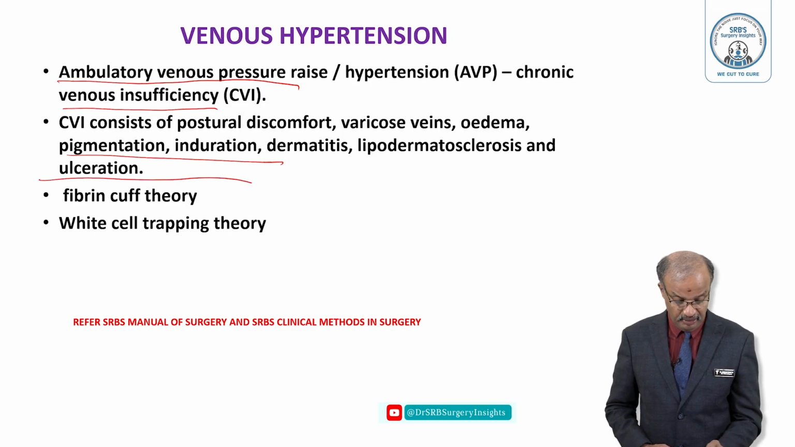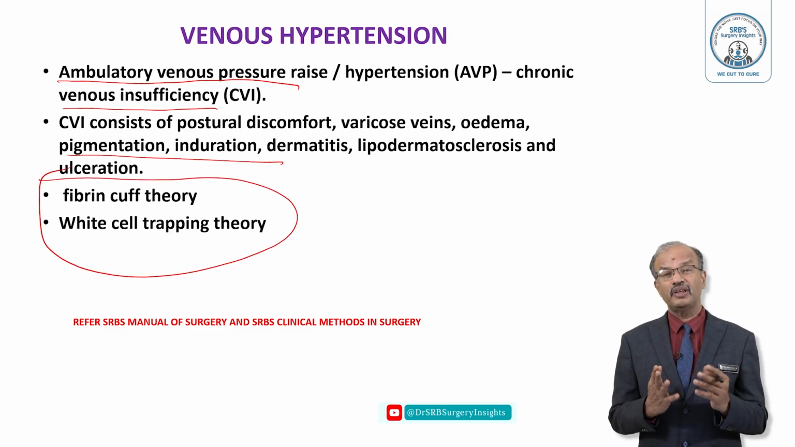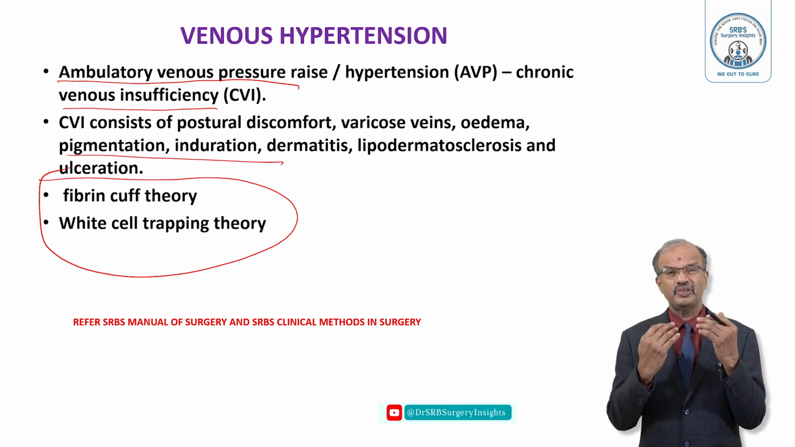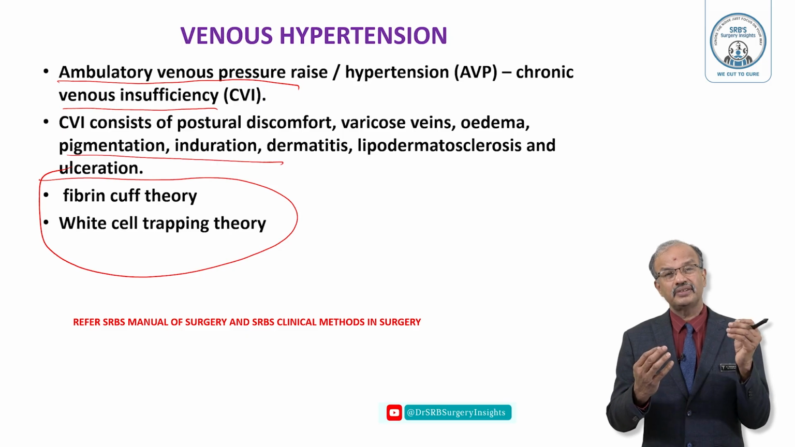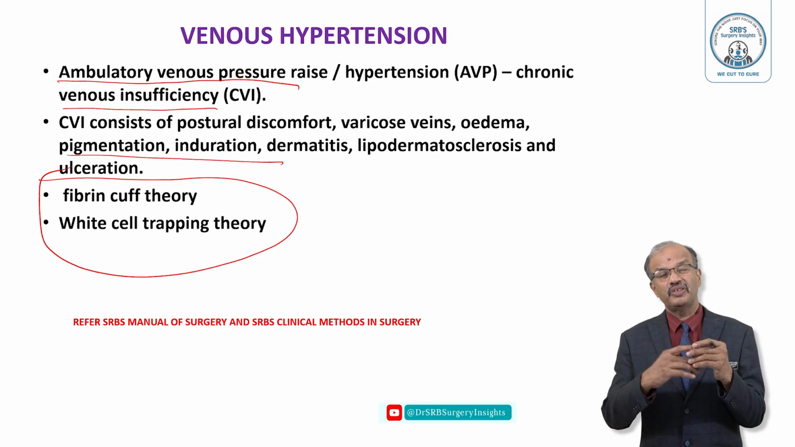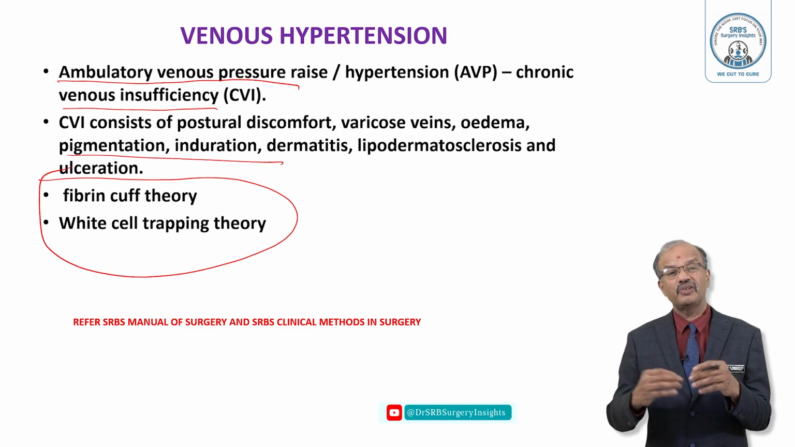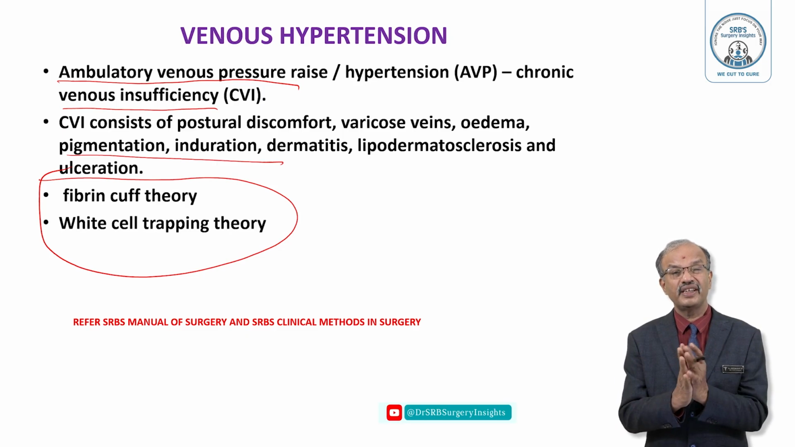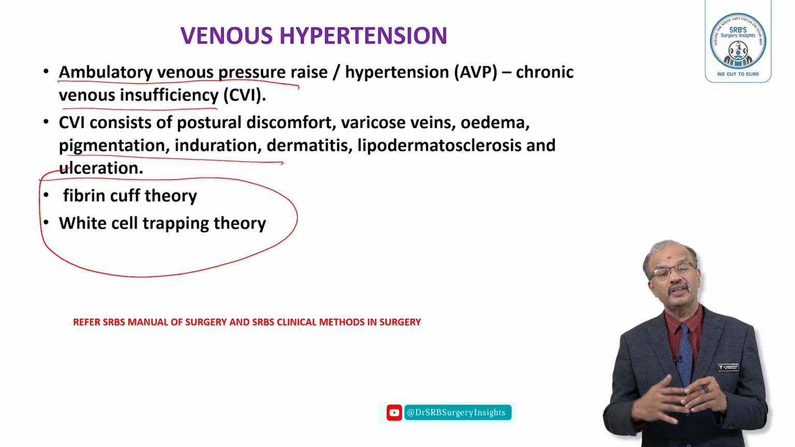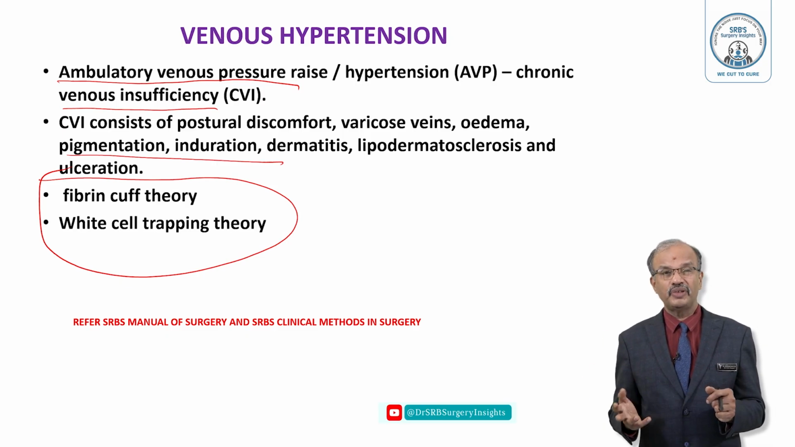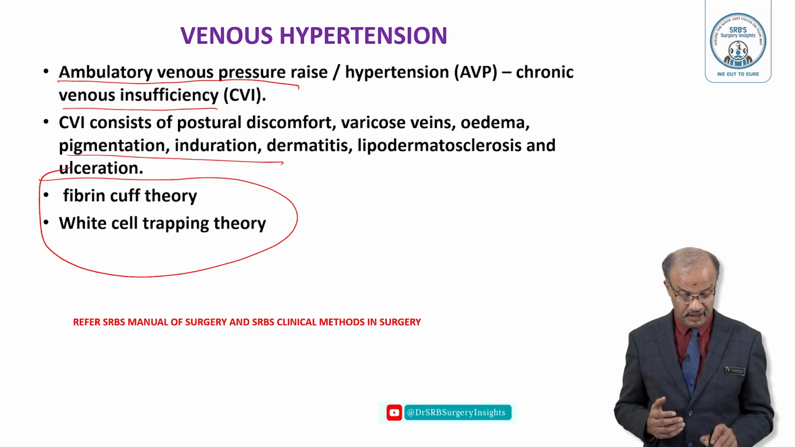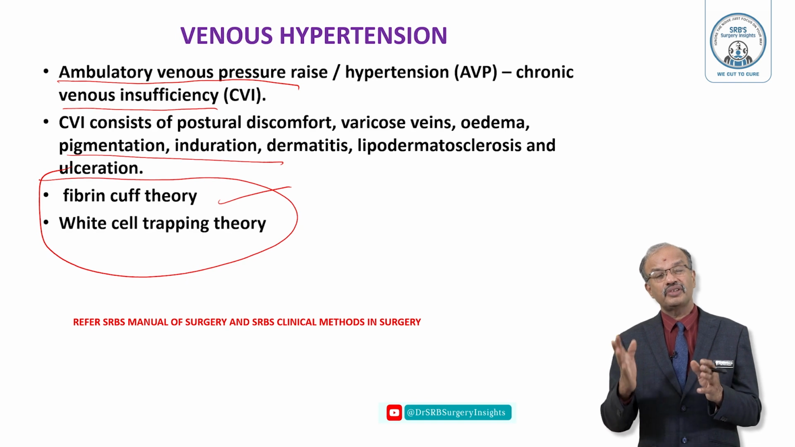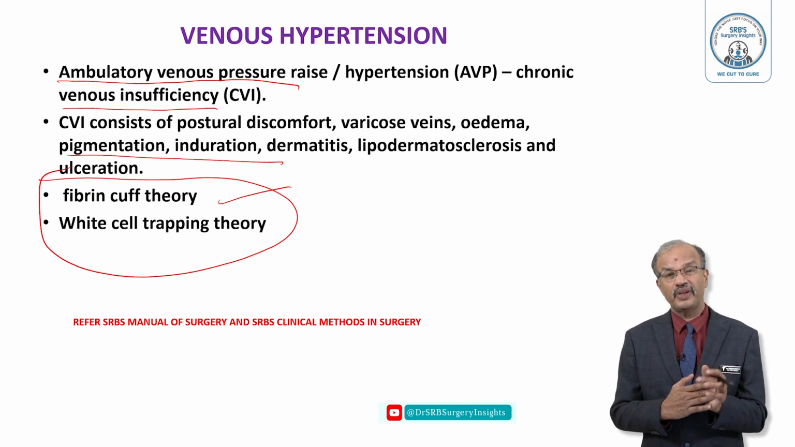So there are two theories. One is the fibrin cuff theory, and another is the white cell trapping theory. Because once hypoxia occurs, RBCs get lysed, hemosiderin is released, that causes a lot of irritation. So irritation causes fibrosis, and fibrosis causes thickening there. So it prevents oxygenation, then hypoxia leads to further problems, tissue damage, ulceration, and that's the fibrin cuff theory. In the white cell trapping theory, leukocytes get trapped, and so it causes a problem in the exchange, macrophage problems, and eventually causes the problem.